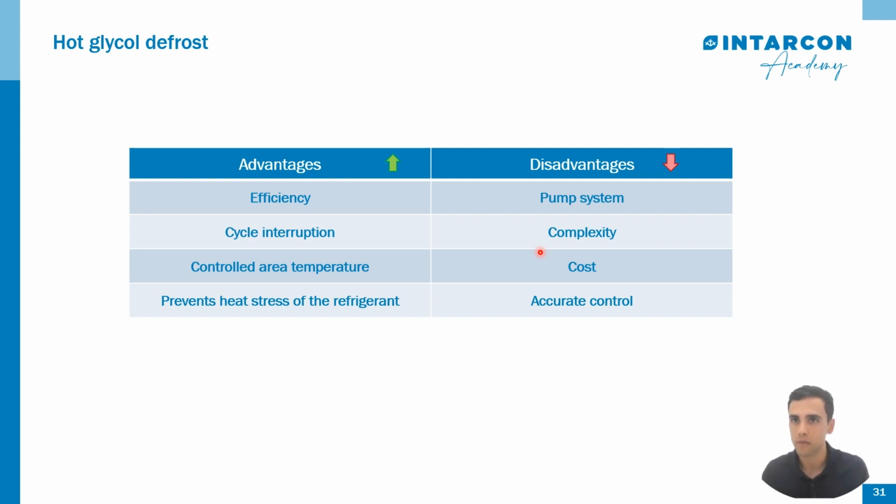On the other hand, the disadvantages: it requires an additional glycol pumping and circulation system, which can increase the complexity and the cost of the refrigeration system. Furthermore, a precise control system is needed to ensure that the glycol temperature is kept within the proper range to avoid damage to the operator.